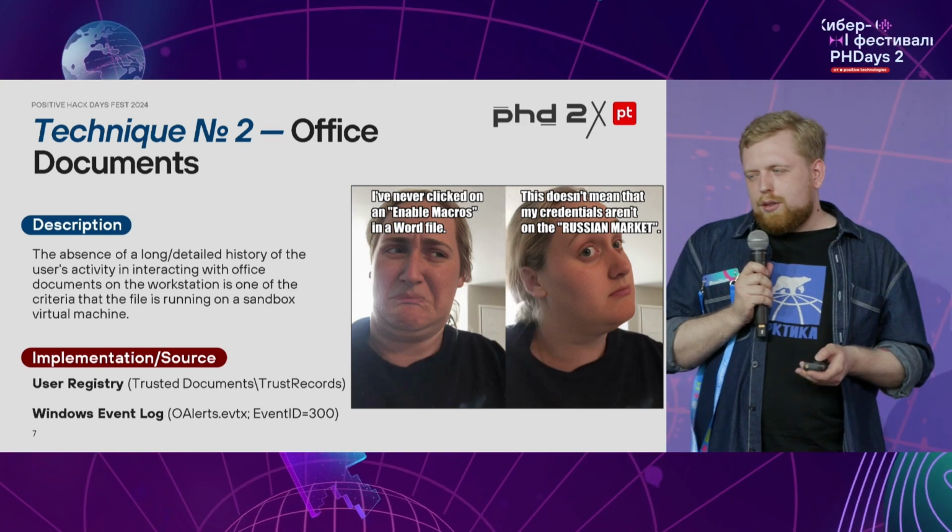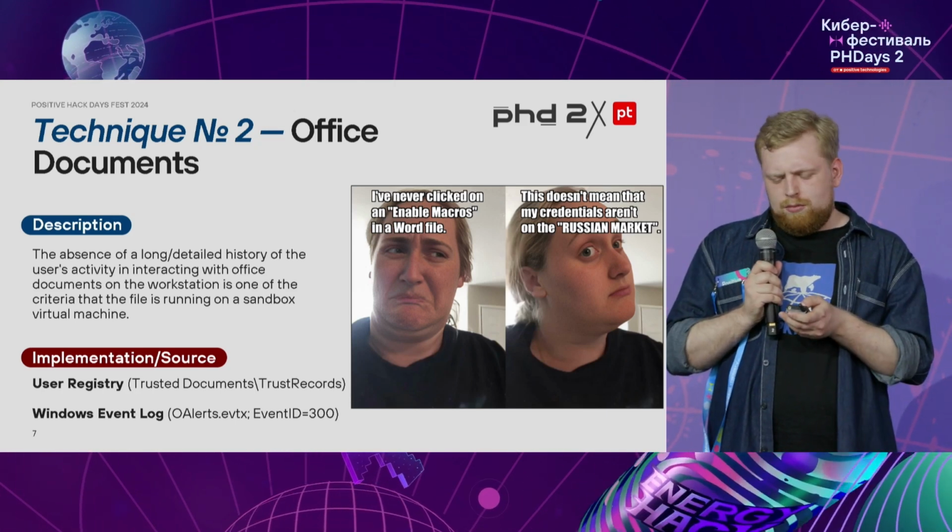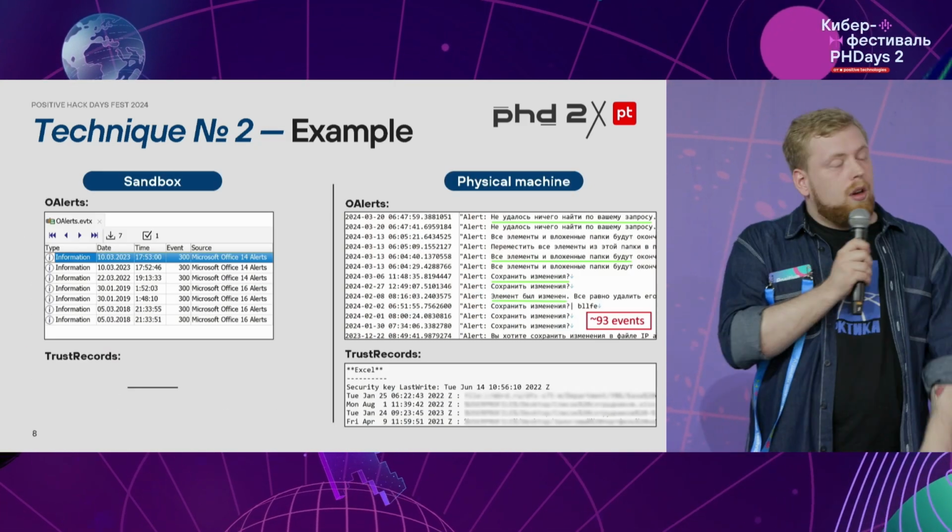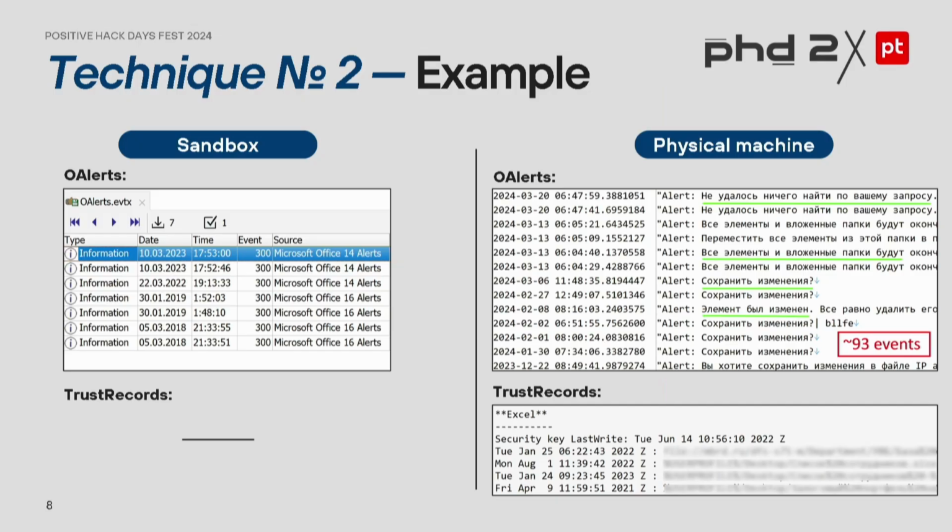And if we analyze the following example, we're going to see the following. As you can see, the sandbox is on the left-hand side, and the desktop of an employee or a physical machine is on the right-hand side. In the sandbox, we have very few events, and they're spread apart significantly from 2018 to 2022, which means that this host probably was not used for work.